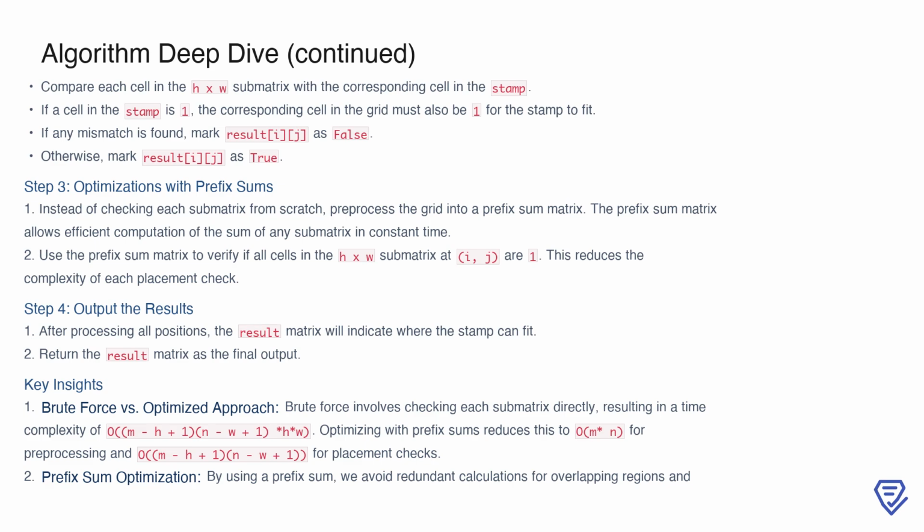Checking submatrices directly can be computationally expensive, especially for large grids and stamps, so we optimize this process using a prefix sum matrix. By pre-processing the grid into a prefix sum matrix, we can quickly calculate the sum of any submatrix in constant time, which allows us to efficiently verify whether all cells in the submatrix are 1. This optimization significantly reduces the time complexity, making the algorithm more scalable for larger inputs. Once the placement checks are complete, the result matrix provides a clear picture of where the stamp can fit.